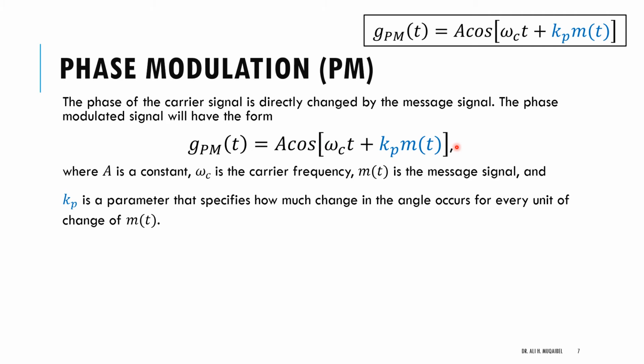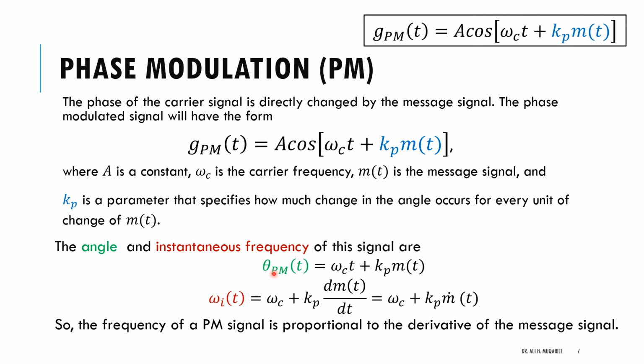So the angle for this expression is what is inside the bracket here. This is called the angle. This is theta in green. It's equal to omega c t plus Kp m(t). And the instantaneous frequency is the derivative of the angle. If you differentiate the angle, you get omega c plus Kp times the derivative of the message, which we refer to as m dot.